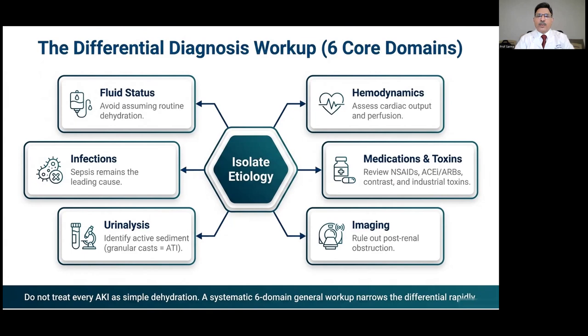Imaging to rule out post-renal obstruction. Do an ultrasound to look for any post-renal obstruction like a stone or a stricture or a malignancy. Do not treat every AKI as simple dehydration. Because if you think the patient is vomiting, hypovolemia, start giving fluids, the patient will die. The systematic six-domain workup narrows the differential diagnosis. What are the six domains? Fluid status, infection, urine analysis, hemodynamics, medications and toxins, and imaging for the post-renal workup.